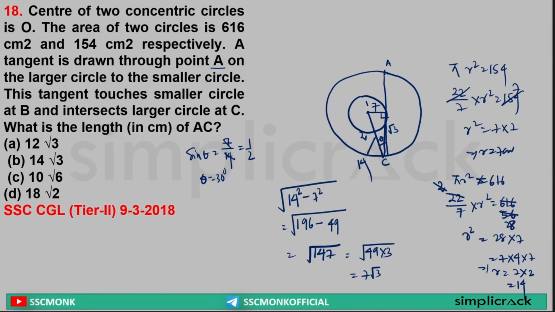Now, this part is 7 root 3, which means this part is also 7 root 3. So the total is equal to 7 root 3 into 2, that is 14 root 3. Answer option B. So one student can calculate in this way, another student can calculate from this part. Everyone can calculate as they wish. There is no boundary on it.